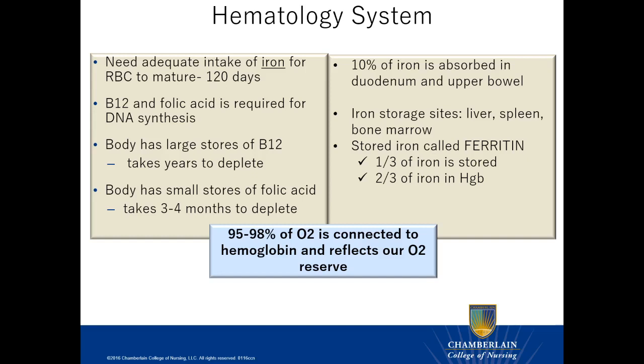10% of iron is absorbed in the duodenum and the upper bowel. Iron is stored in the liver, the spleen, and the bone marrow. When it's stored, we call it ferritin. And when it's in the hemoglobin, about 2/3 of it is there.